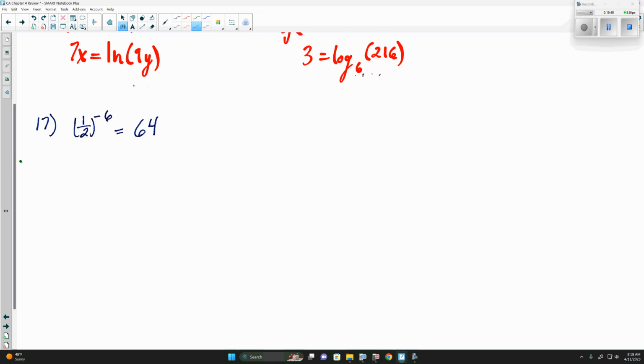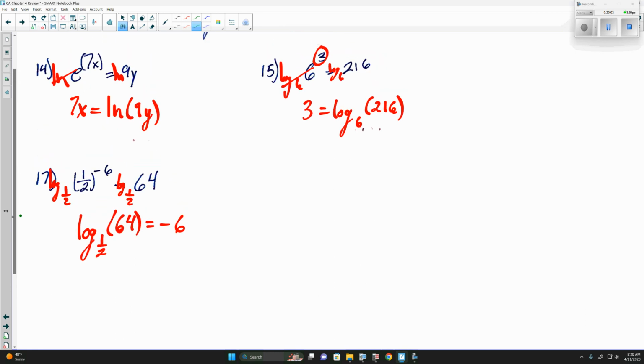And the last one, we can apply log base 1/2, which tells us log base 1/2 of 64 is equal to -6. Any questions on 14, 15, or the supposed to be numbered 16?